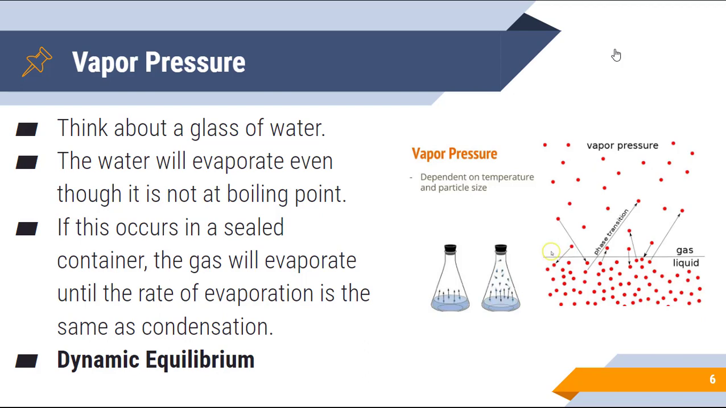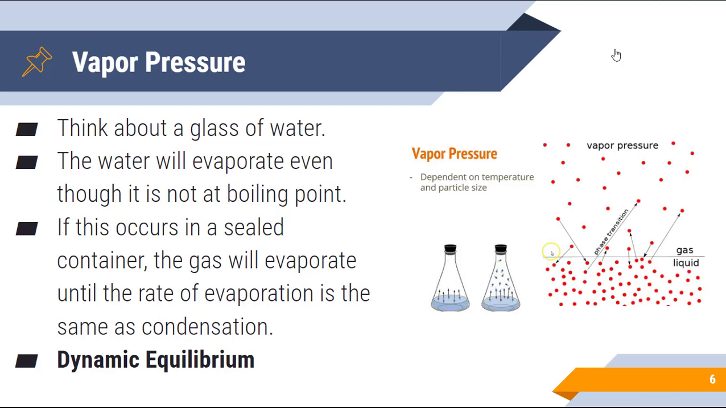Dynamic equilibrium doesn't mean that both substances are the same and then they just stay that way. It means that the rate of the phase change going one direction is the same rate of the phase change going the opposite direction. That's where the word dynamic comes in, because things aren't just static. They continue to move through this process.